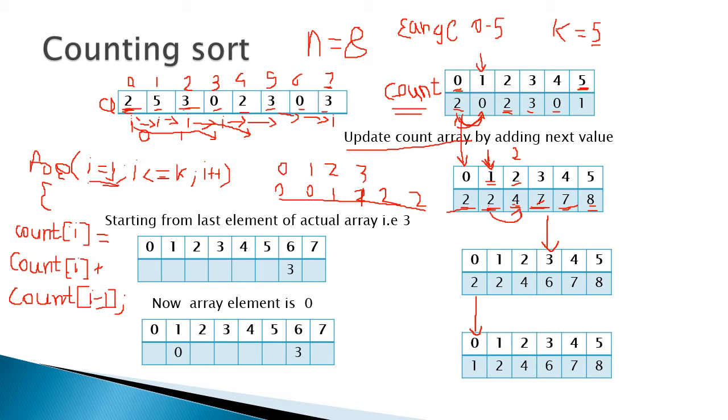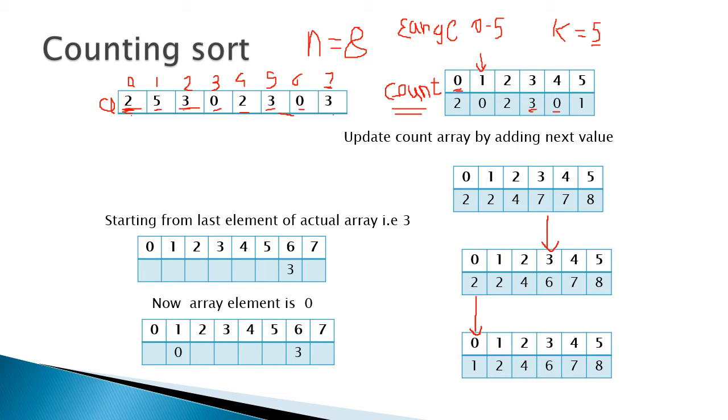Again when i plus plus, at that time the value is 3. Then a of i is 3 plus i minus 1, that is the 2 value, that is 4. Then 3 plus 4 is 7. Like this we are going to update our count array. Okay.